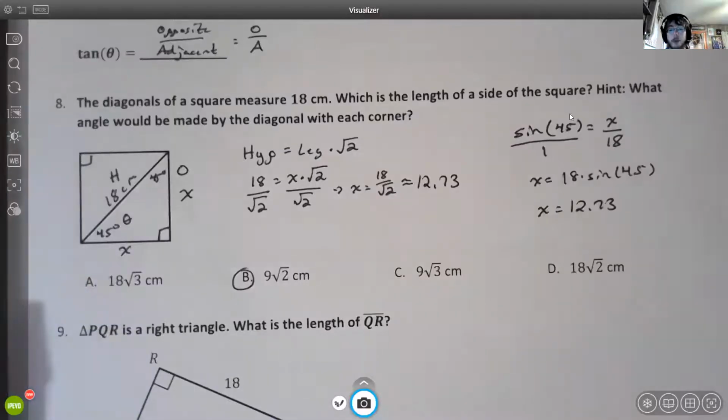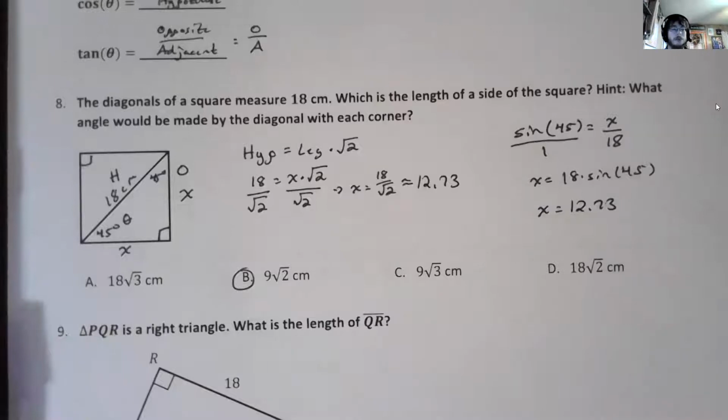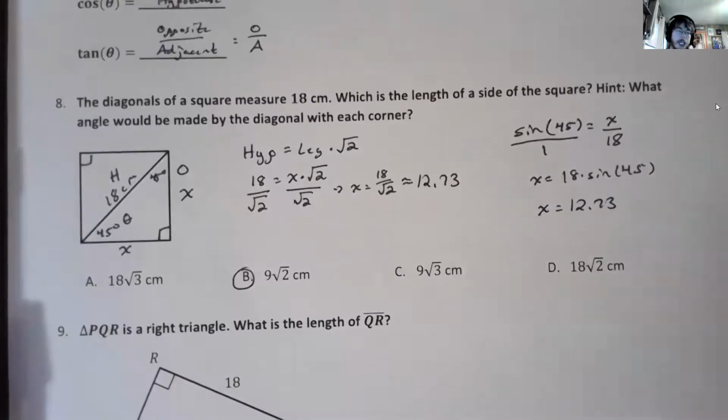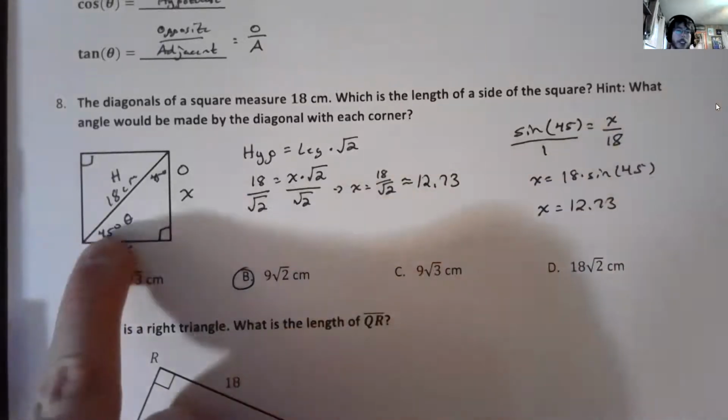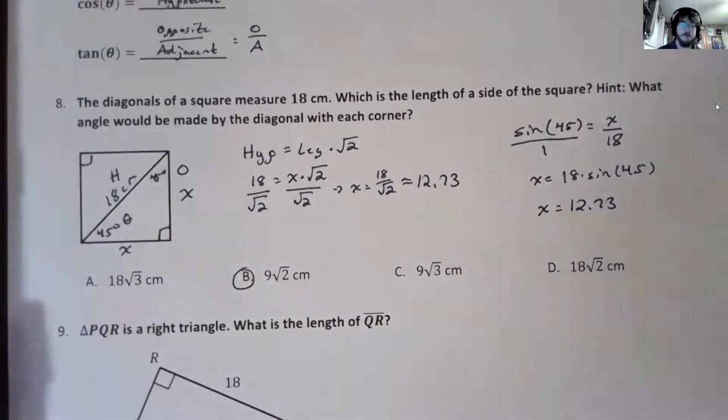So for the most part, here's what I'm going to recommend. Use trig, okay? It's easier to remember than the 45, 45, 90 properties. And this method works with any triangle where you're given one side and an angle, and you want to find one of the other sides, okay?